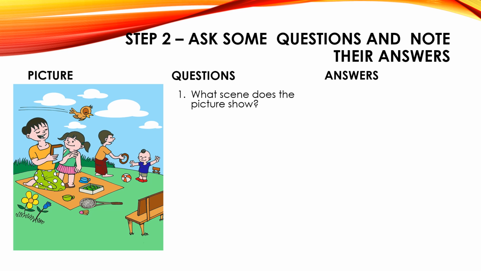First question can be, what scene does the picture show? What do you see is happening in the picture? Next question is, what are the mother and daughter doing? As you can see in the picture, there are 4 people. We can also assume that it is a family of 4, parents and their 2 kids. So we can see that the mother is doing something with her daughter.